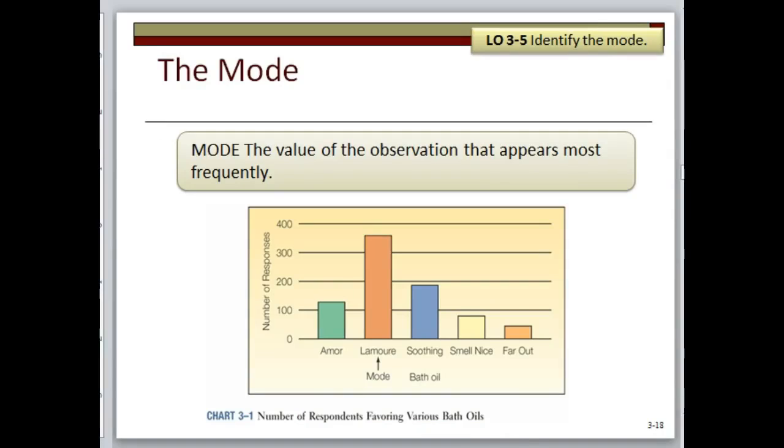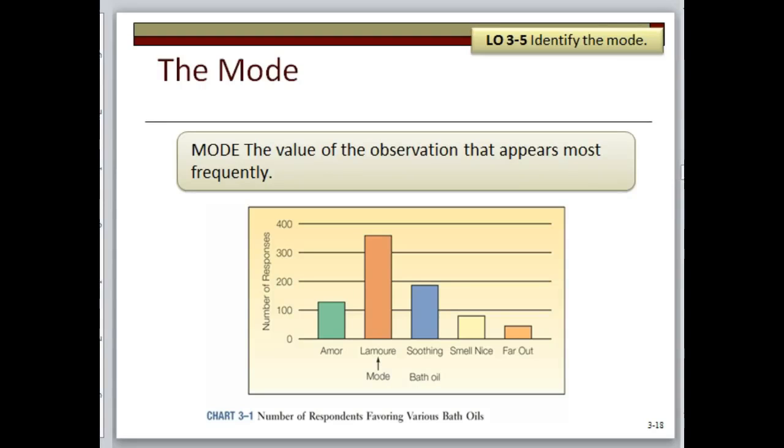Next, we're going to talk about the mode. The mode is the number that appears most frequently in a data set. So I try to remember mode as the number we see most. Mode, most. A data set can have no mode if all the values are unique.